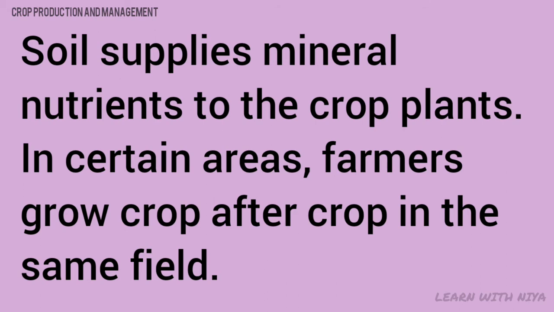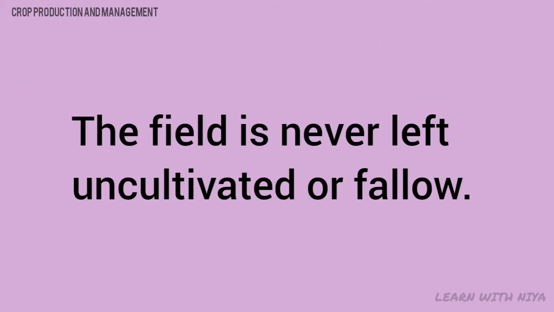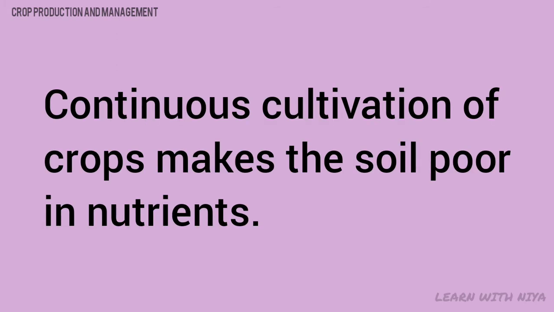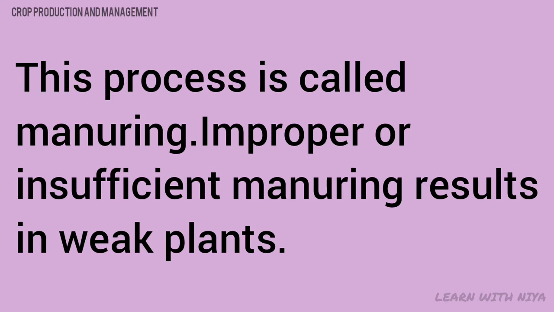In certain areas, farmers grow crop after crop in the same field. The field is never left uncultivated or fallow. Continuous cultivation of crops makes the soil poor in nutrients. Therefore, farmers have to add manure to the fields to replenish the soil with nutrients. This process is called manuring. Improper or insufficient manuring results in weak plants.